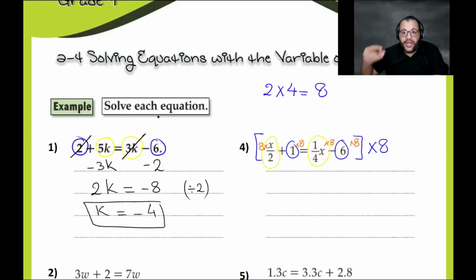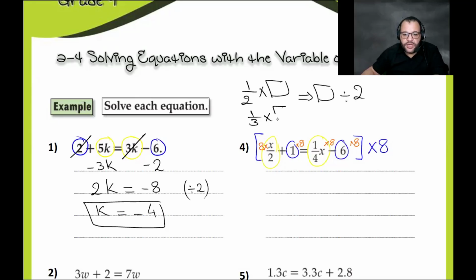So when you have any fraction, for example 1 over 2 times a number, it means this number will be divided by 2. 1 over 3 times a number means this number is divided by 3. You understand it? When you multiply any fraction with a numerator of 1 by a number, it means this number is divided by the denominator. So now you have 8x over 2. What is the answer for the first one?